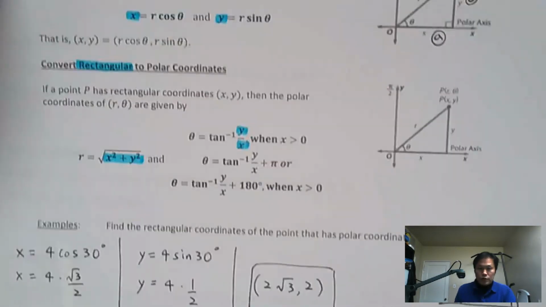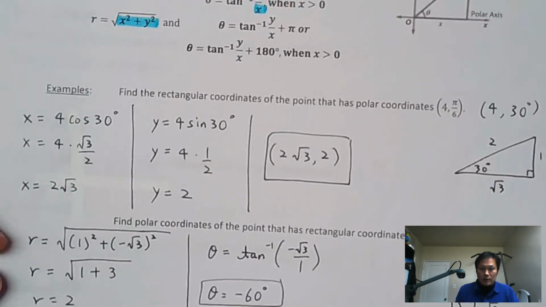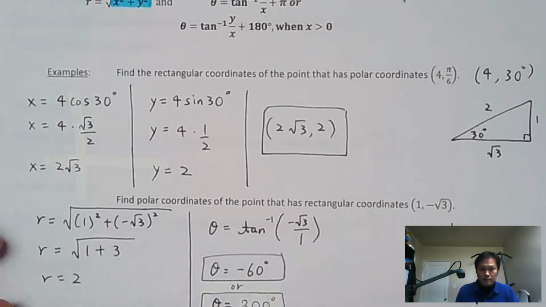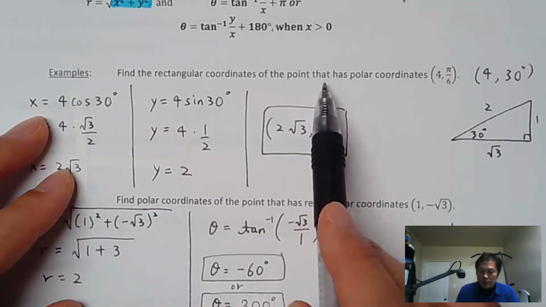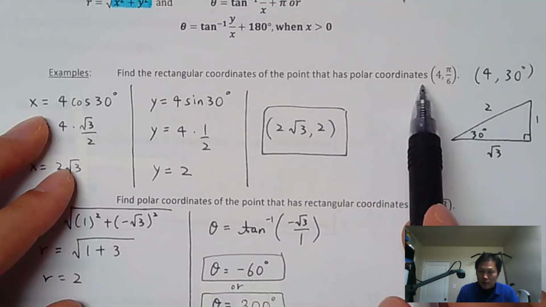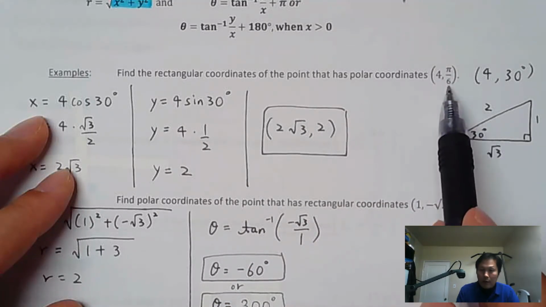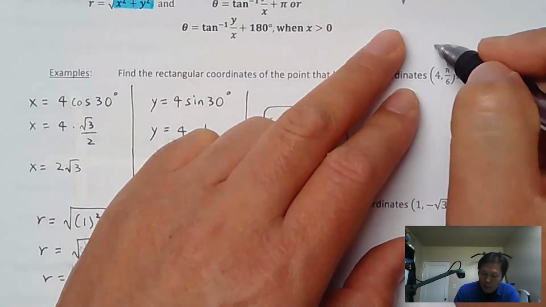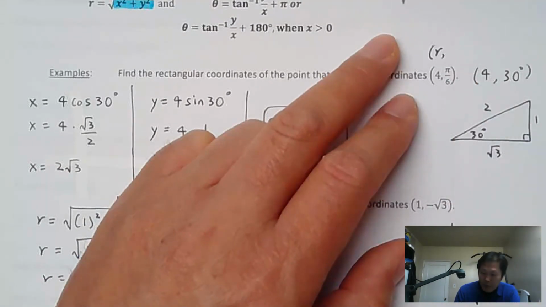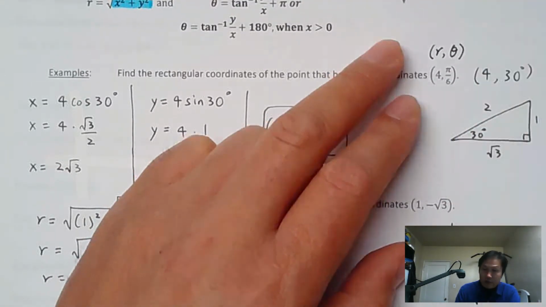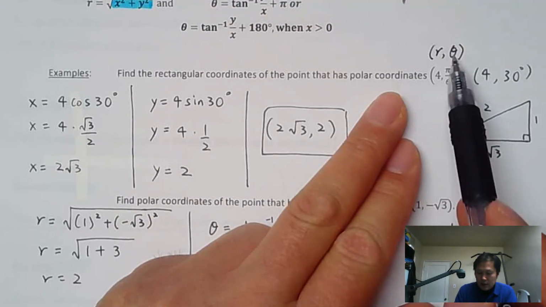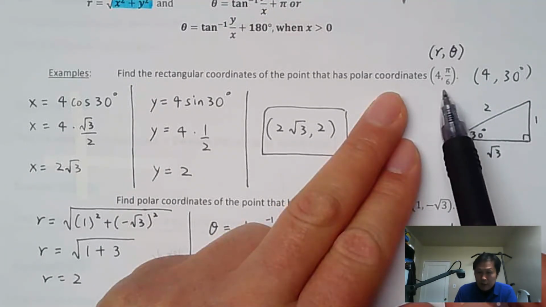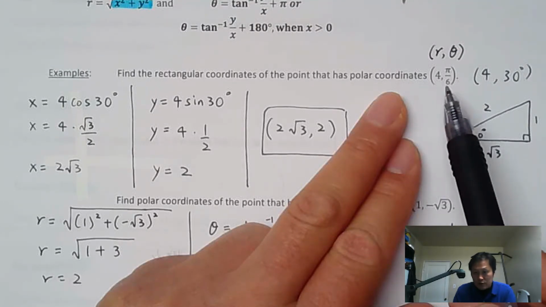So your question would be something like this. Find the rectangular coordinates of the point that has polar coordinates of 4, pi over 6. So 4 is r, pi over 6 is theta, the angle in radians. So it might be easier for you to convert that to degrees first.